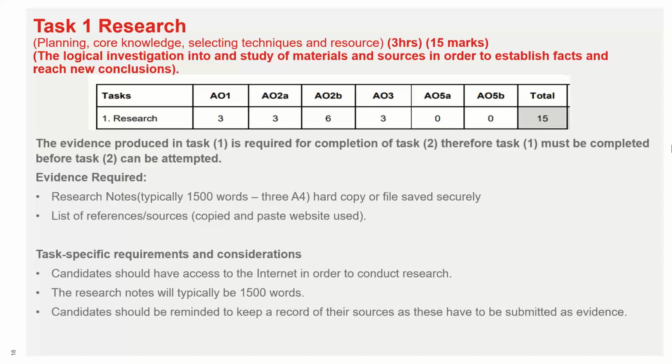And those 15 marks are taken from assessment objective 1, which is 3 marks for how they plan their approach. You can see there are 3 marks each, 3 marks for assessment objective 2A, which is an application of their knowledge to the context. 6 marks to their application of skills to how they research, and then AO3A, did they select the correct relevance, techniques and resources to meet the brief?